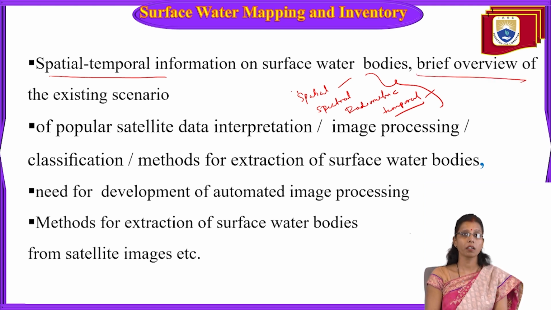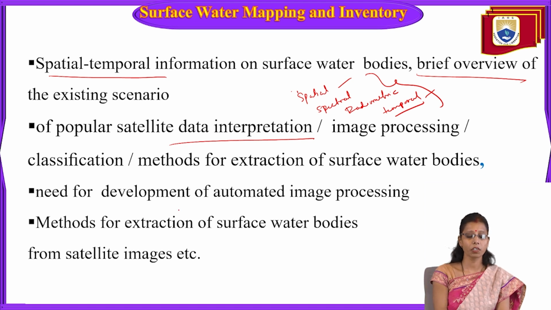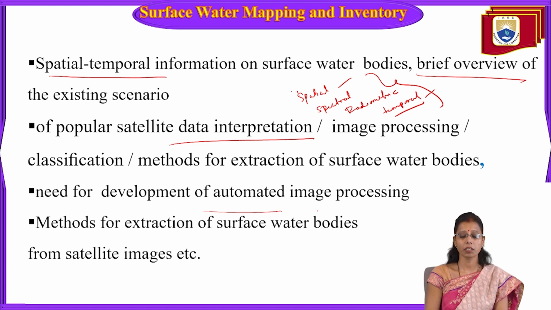What is happening, and popular satellite data interpretation will also help us know about the water condition. Image processing, classification, and methods for extraction of surface water bodies will also help in surface water mapping and inventory, which is needed for the development of automated image processing and methods for extraction of surface water bodies from satellite images, etc.